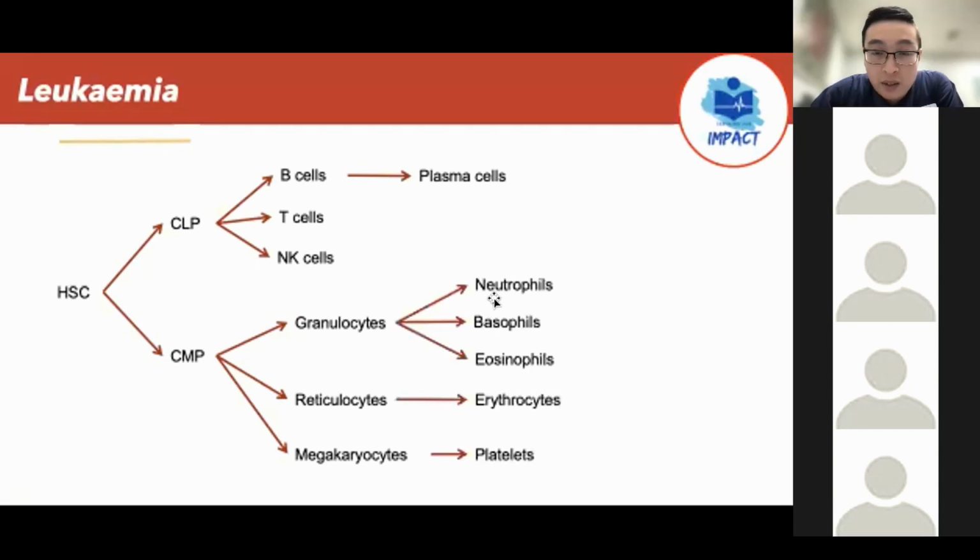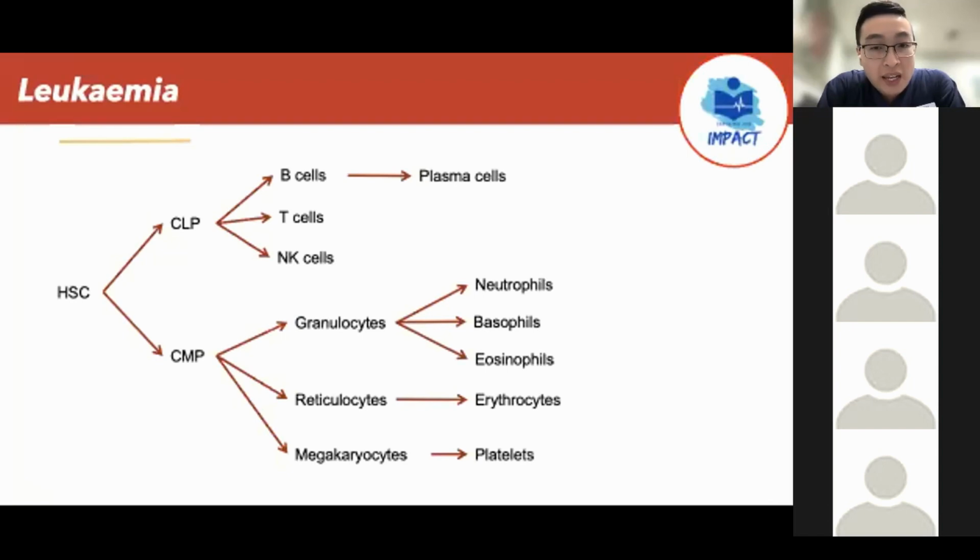So yeah, 3 types of granulocytes: neutrophils, basophils, and eosinophils. Reticulocytes are immature red blood cells that give rise to mature red blood cells, which are erythrocytes, and megakaryocytes bleb off platelets. So that's hematopoiesis in a nutshell. And cancer can arise at every stage in this differentiation process. In general, the earlier on in this differentiation process a cancer cell arises, the more aggressive the leukemia is going to be, resulting in a more acute presentation.